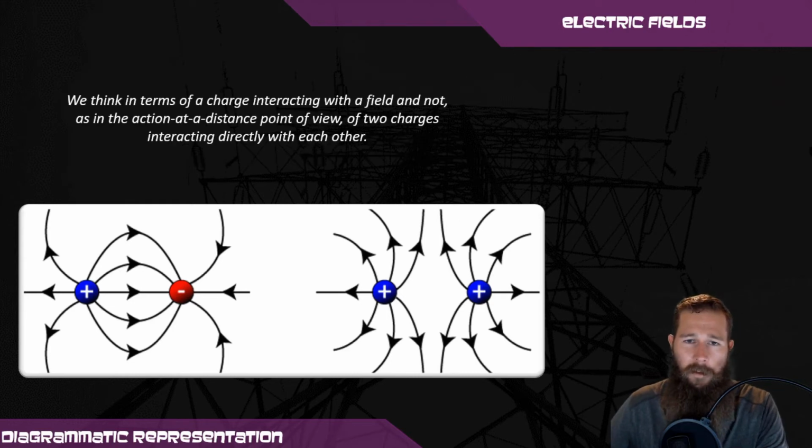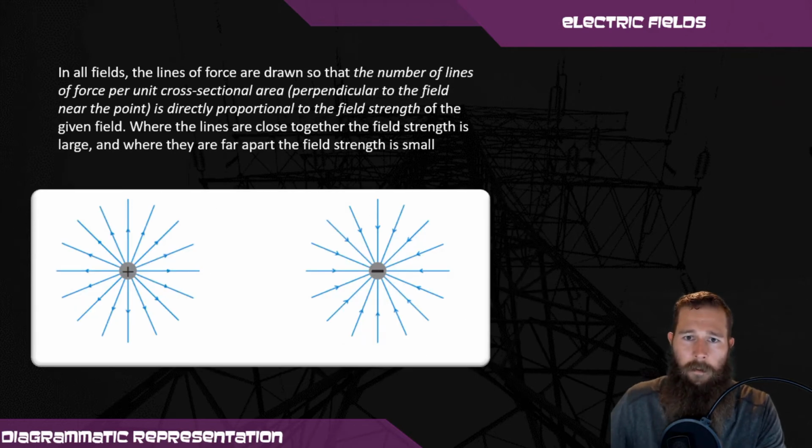So when we're looking at multiple charges in a certain area, we think of a particle in that area being subject to the field rather than focusing on the individual particles themselves. Now, focusing a little bit more on the diagram, the strength of the field is determined by the number of lines in a certain area of space. So the more lines in a certain area of space, the stronger the field.